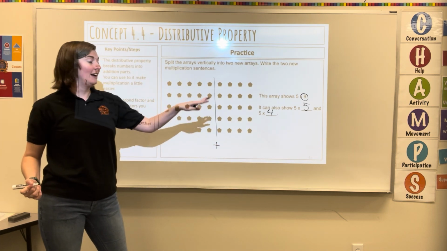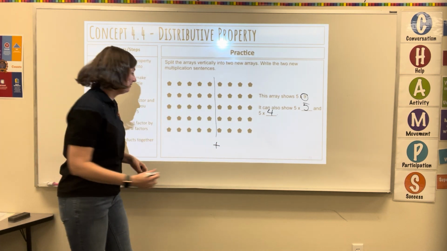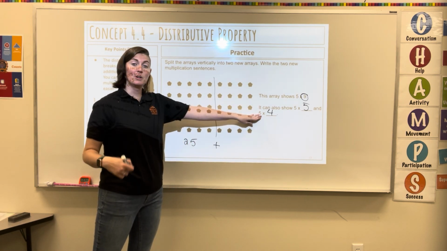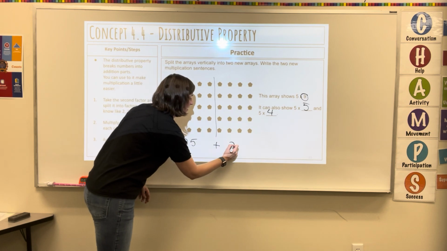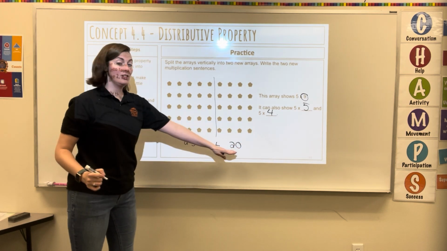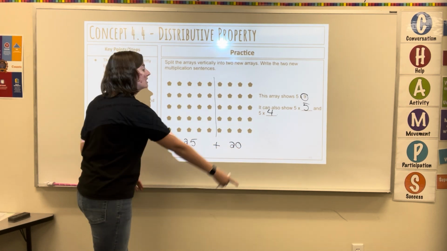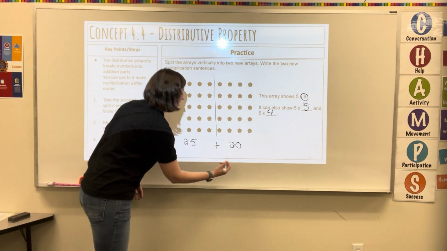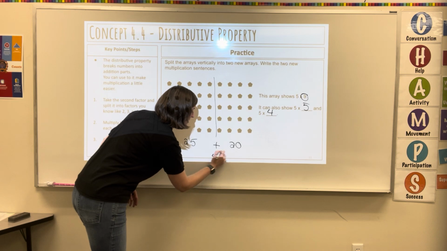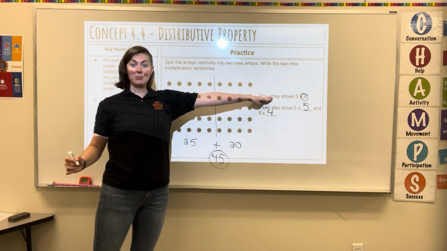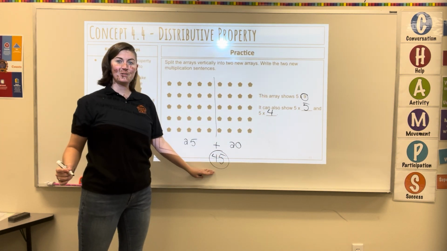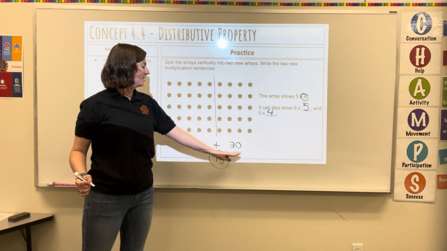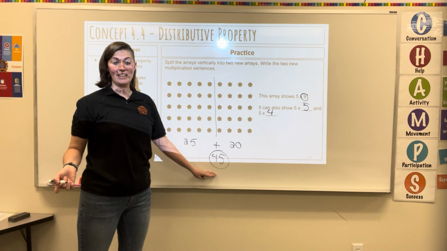So I can take 5 times 5, which is 25, and 5 times 4, which is 20. Add those two numbers together, and I get the total amount of this array. 25 plus 20 gives me 45. So 5 times 9 is 45. We split it up, solved it, and we got our total answer.